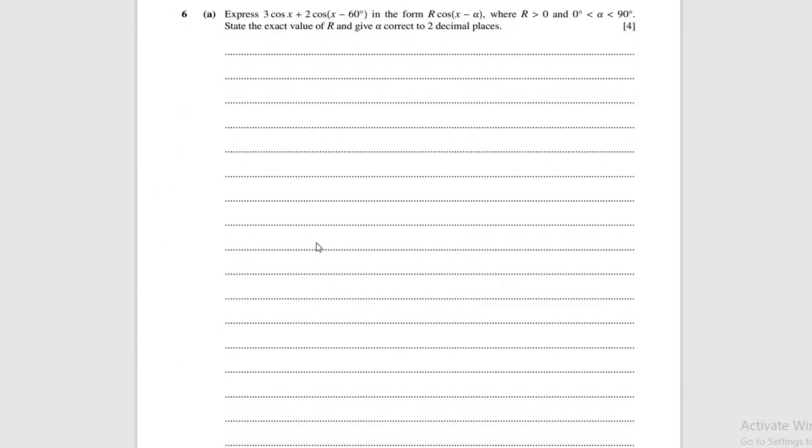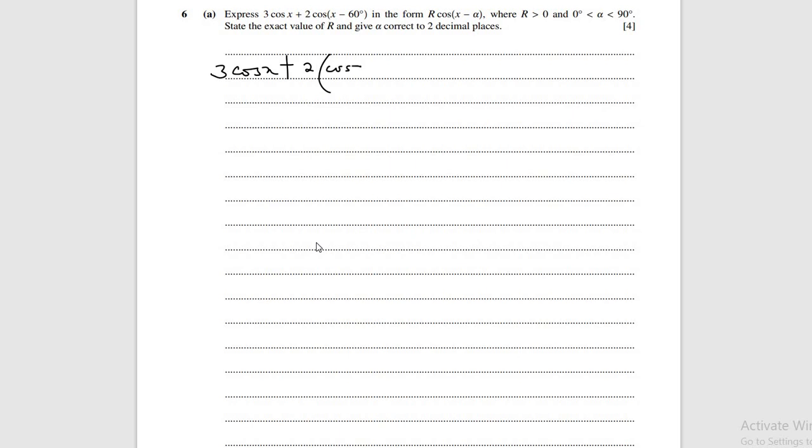Number 6. Express 3 cos x plus 2 cos x minus 60 in the form of r cos bracket x minus alpha, where r is positive because it's greater than 0, alpha is in between 0 and 90. State the exact value of r and alpha to 2 decimal places. Okay, let's do it like this. 3 cos x plus 2 cos x minus 60. What does it mean?